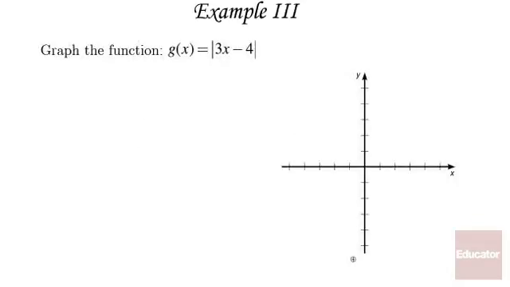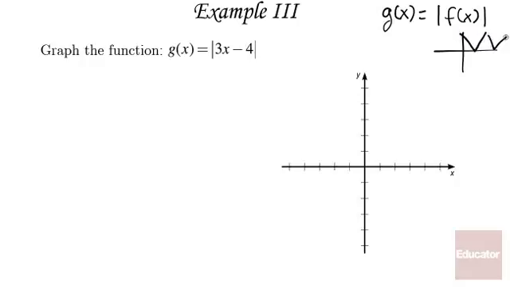In this example, we're going to graph the function g of x is the absolute value of 3x minus 4. So we talked before about functions g of x which are the absolute value of a function f of x. Before we start graphing, it's helpful to have a general idea of what the graph is going to look like. And it turns out that this graph will be V-shaped, and it'll intersect somewhere here on the x-axis.